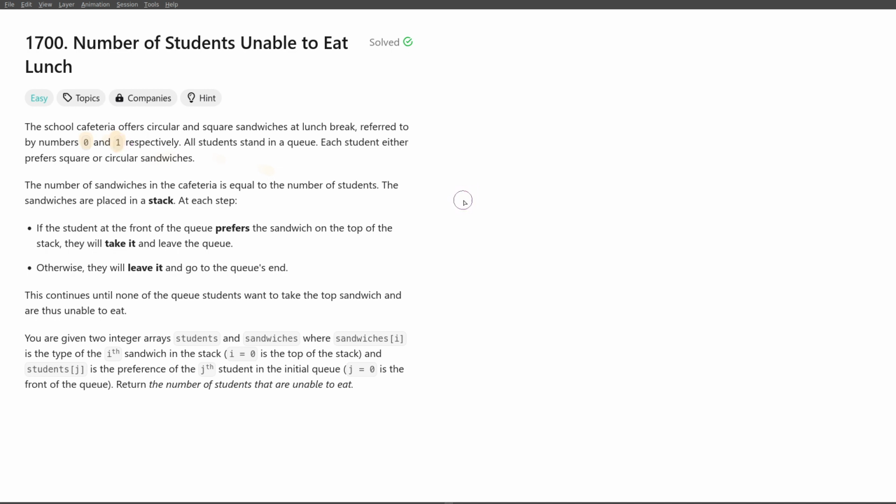And what we have here is a cafeteria has a stack of sandwiches for students to take. So this one will go first, then this one, then this one. Students are in a queue, so here are the students. And so this one will take their sandwich and all is okay. Then this one will take their sandwich, all is okay.